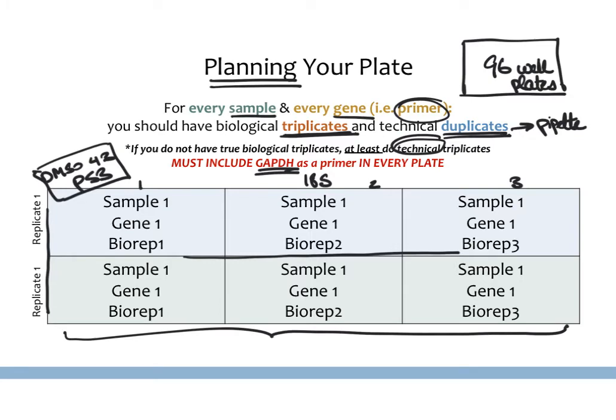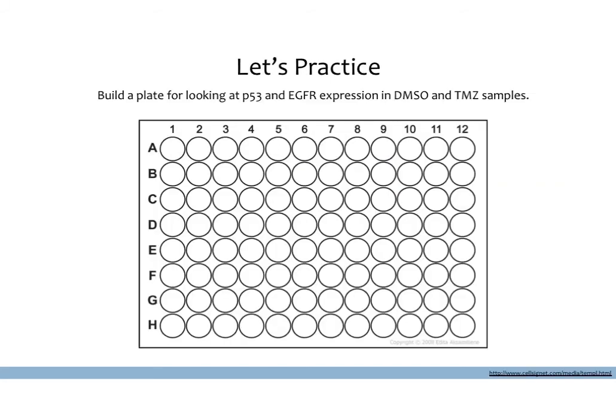So make sure that makes sense to you before you move on from this slide, because it's very important to set this up correctly. So for every sample and every primer combo, this is what you need to do. So of course, since we need GAPDH in every plate, we would do exactly this with GAPDH as well. So let's practice that for just a second. So let's say that we are interested in looking at P53 and EGFR in DMSO and TMZ.